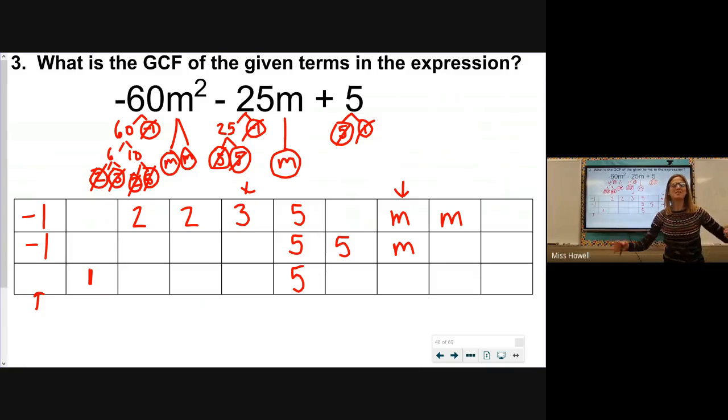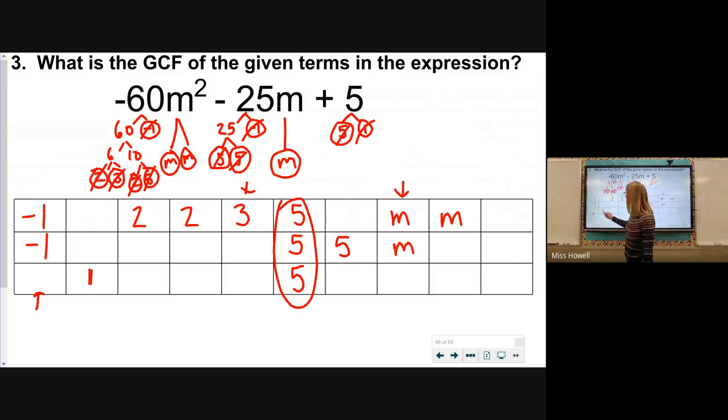Now that we have things all lined up, we're looking for columns that are completely full. Things that are completely full, we can multiply to get our GCF. In this case, there's only 1 column that's completely full. If I put this 1 over here, I'm going to act like negative 1 or maybe positive 1 is part of the GCF, and it's not. So be careful. So our GCF here is just simply a 5.